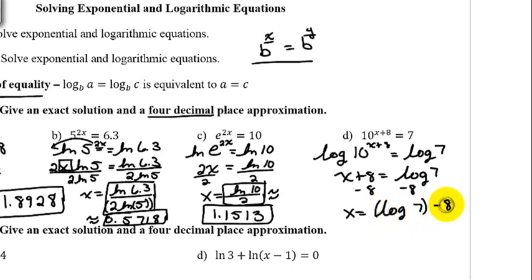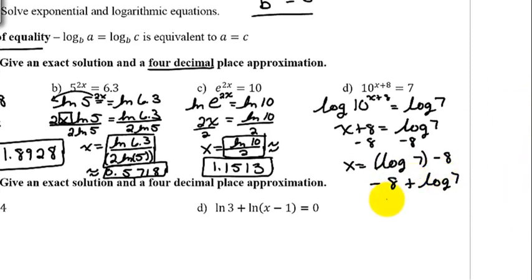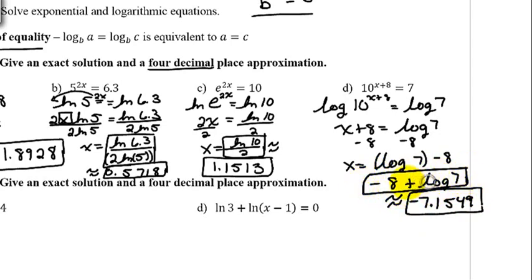In fact, I don't really like to write a subtraction of something in the back. I would rather see negative 8 plus log of 7. Then it's a little bit more clear that this 8 is a separate thing. The 4 decimal place approximation of that, so calculate your log of 7 first, and then you want to subtract 8 from that. And we get negative 7.1549. And so I think that this second way of writing this is a little bit better and more clear than writing it in this way up here.